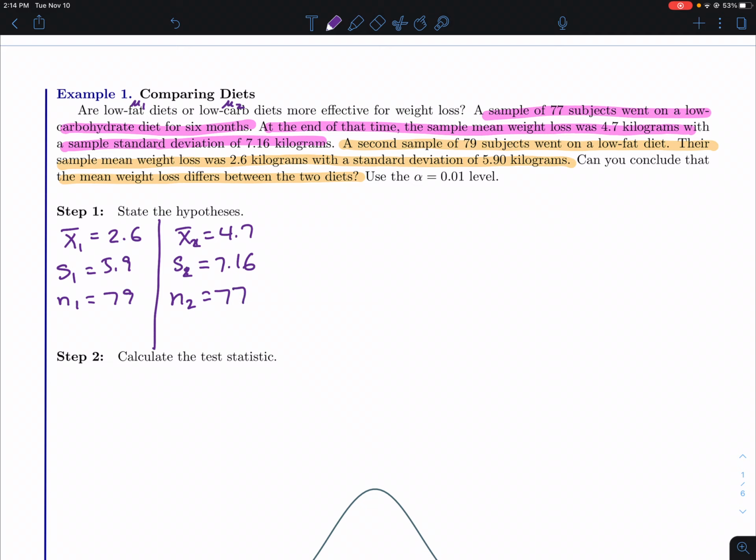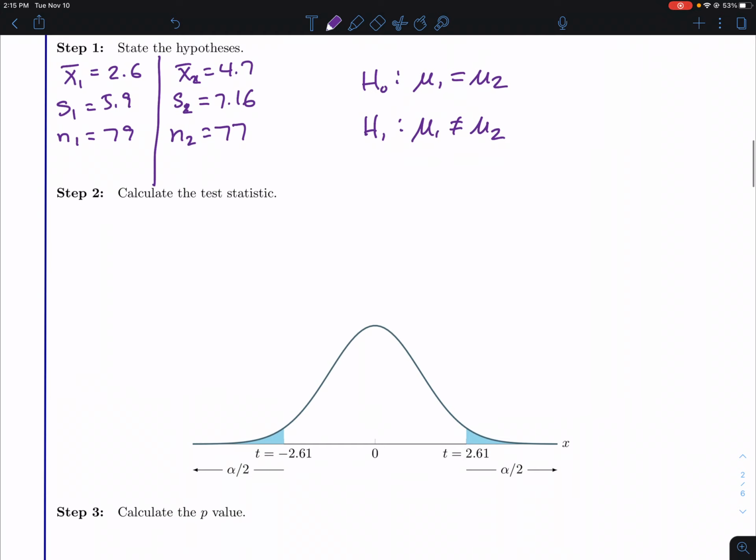And so again, since the question is whether there is a difference between the two, that means we're looking for the equals, not equals situation. So we've got H naught: mu1 equals mu2, sorry. And then H1: mu1 not equal to mu2. All right. So now it's time to calculate the test statistic.